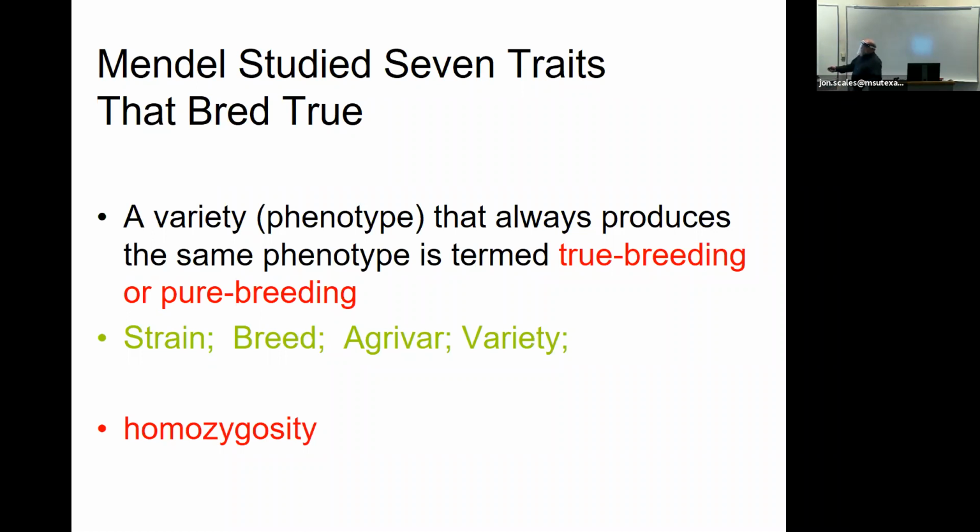And we use terms like a strain, if we're talking about maybe microorganisms. We use breed, if you're talking about, say, a breed of dog. Agrivar, if you're talking about a particular kind of crop. And maybe variety, if you're talking about a particular kind of flower. But what it means for all of these is that the two alleles of every trait they have are identical. That means they're completely homozygous, or nearly so, okay?